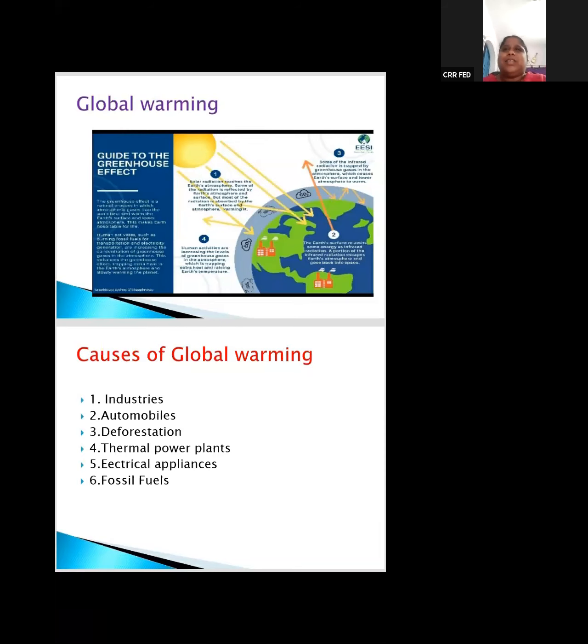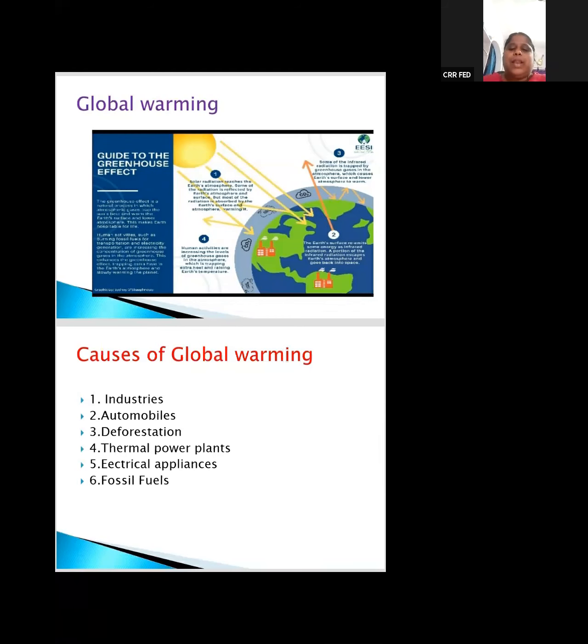Next, causes of global warming. What are the causes? Why? What are the causes for global warming? Means industries. From the industries, a lot of carbon dioxide is releasing. From the automobiles, carbon dioxide, nitrogen dioxide, sulfur dioxide are all releasing. And deforestation. Deforestation means cutting and clearing of forest areas. If forest areas are present in any area, forests absorb a large amount of pollutants, mainly carbon dioxide.